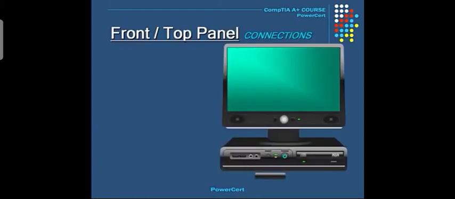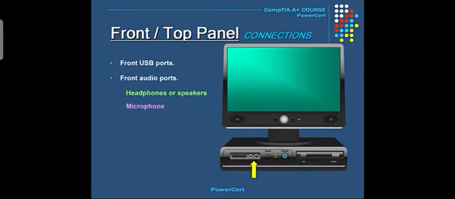Most computers today will have certain common connections on the front panel of the computer for easier access. For example, you may find some USB ports in the front, and you may find some audio ports, one for headphones or speakers, and another one for a microphone. And also on the front panel, you will see the power button, and this is for turning on and off the computer. And you will also see a reset button, and this is for doing a hard reboot. And also you will see a drive activity light. Now this light blinks when there is activity in the computer. In other words, when the hard drive is being accessed.